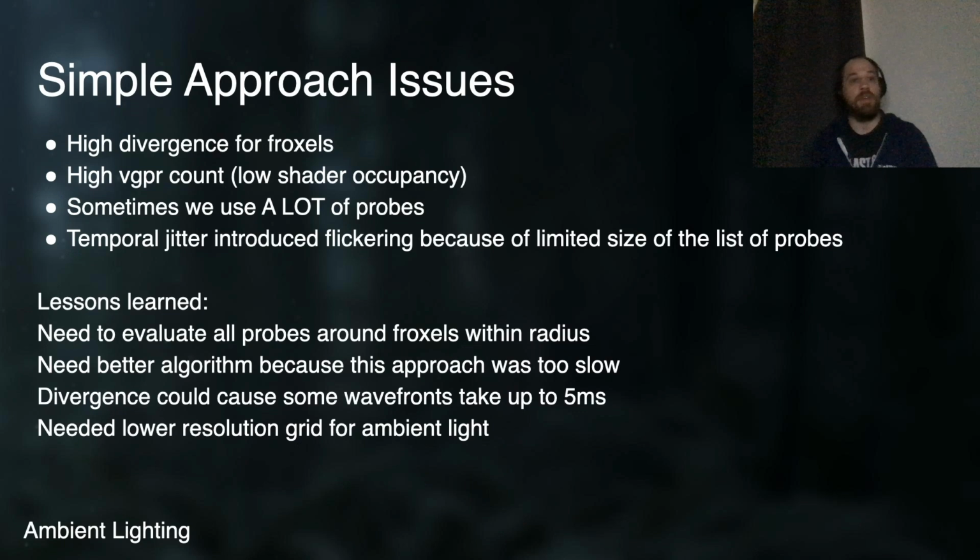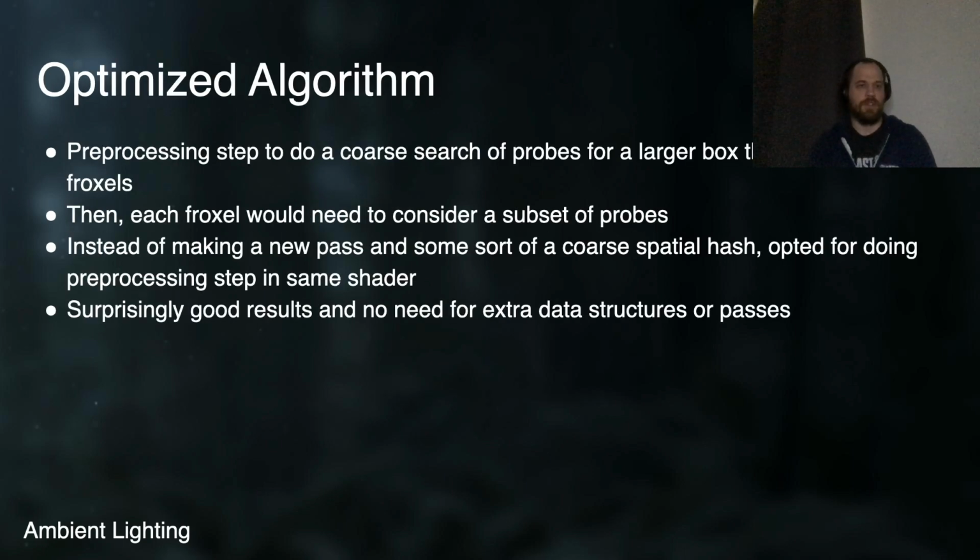The reason was that because of the high divergence of Froxels, they would start taking different paths, and there was also a high VGPR count, which led to low occupancy. We sometimes use a lot of probes, and temporal jitter didn't really help much with that. It still looked pretty bad. So we want to make sure we evaluate all probes around the Froxel, not just the smallest list of 10. We want to have the contribution of all of them. We also need a better algorithm, and we want to get rid of the state divergence issue.